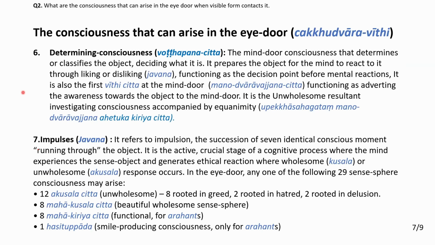Then the last sentence says it is the unwholesome resultant investigating consciousness accompanied by equanimity. Why unwholesome resultant investigating consciousness? I think I made a mistake here. It should be investigating consciousness, but I shouldn't have said whether it's wholesome or unwholesome because there are quite a number of them, and the context is also not specified. It's my mistake. I will correct that.